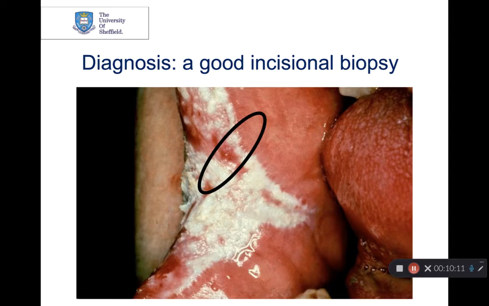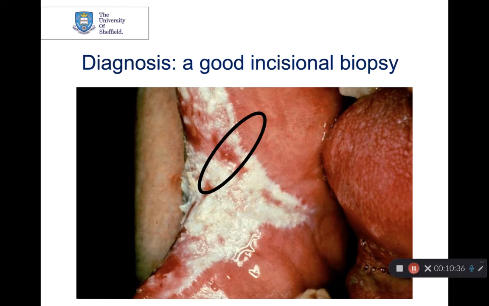That having been said, the screening tools and all of these fancy techniques, the mainstay of coming to a diagnosis is still a good incisional biopsy. And you can see in the picture here what we tend to mean by that. It's got to be a good size. It's also got to be of decent depth. You've got to get right through the mucosa and into the underlying connective tissue, particularly if there's a suspicion that this might be a cancer.